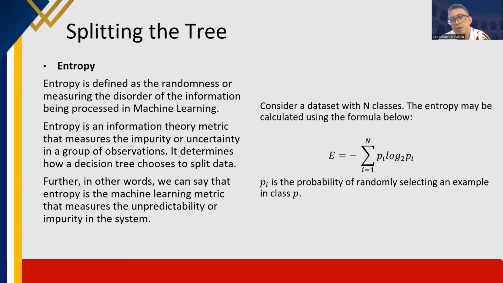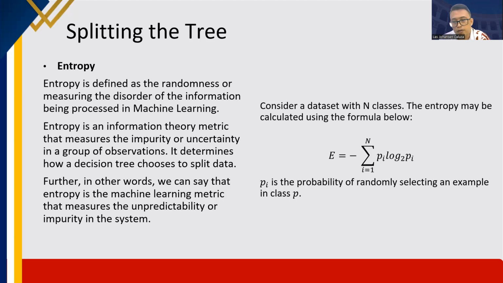Okay, previously we discussed how we split on decision trees, such as in CART. We are using the Gini impurity for that matter. And in J48 or C4.5, we have two stages of splitting. We have the entropy. Entropy is defined as the randomness or measuring the disorder of the information being processed in machine learning. And entropy is an information theory metric that measures the impurity or uncertainty in a group of observations. Now it determines how a decision tree chooses to split the data.